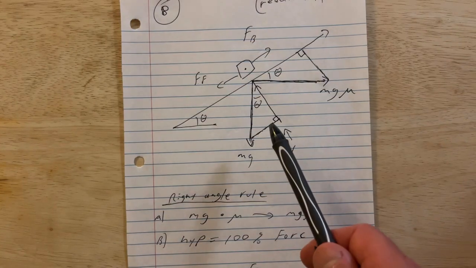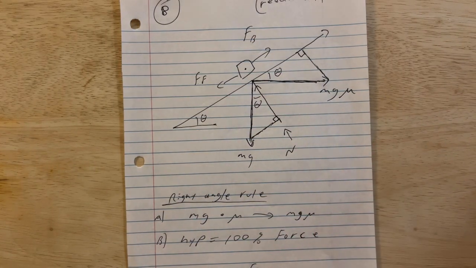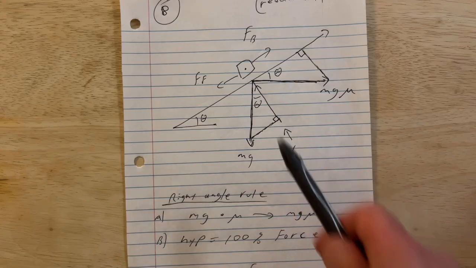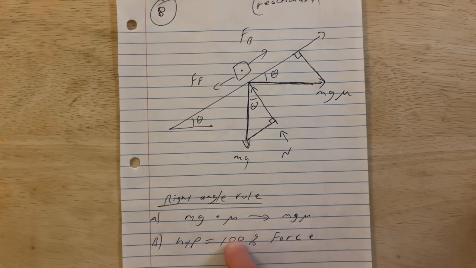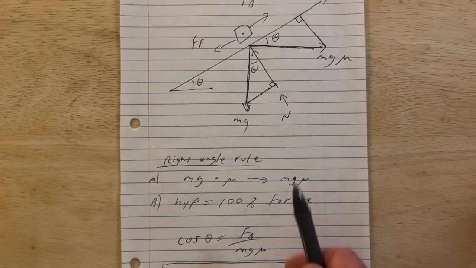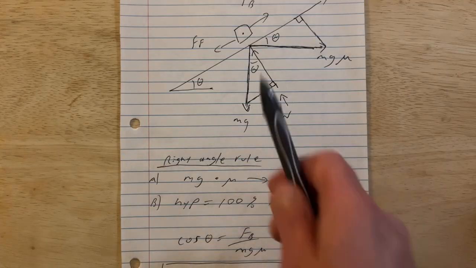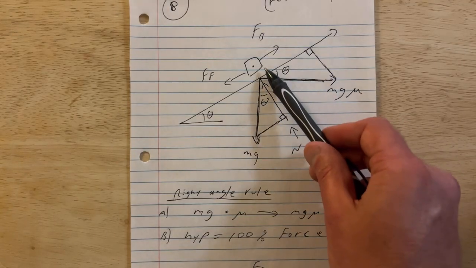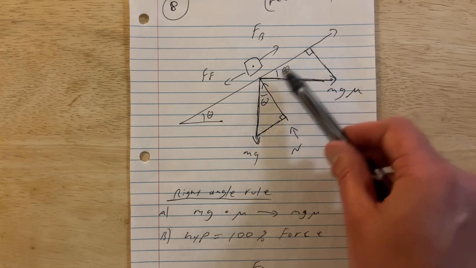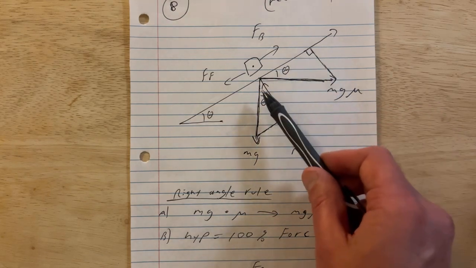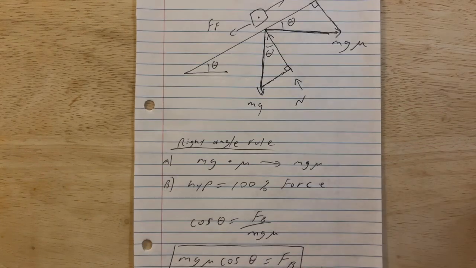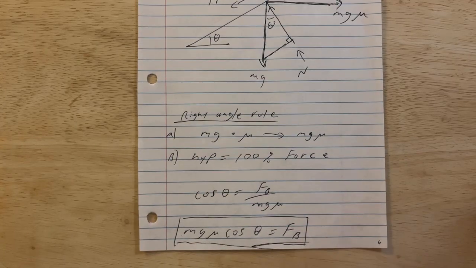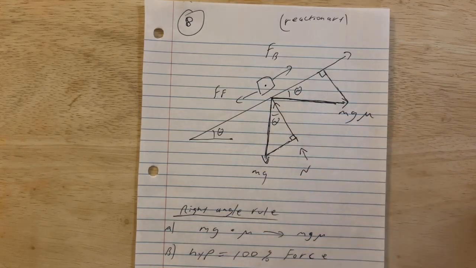That means that the lengths of both of these arrows will decrease by half because these arrows represent force vectors. And I just said here, hypotenuse equals 100% of the force. So we made that horizontal line the hypotenuse. Let's find out our backward force right here. So that's going to be cos theta equals adjacent over hyp, which is your backward force over mg mu. And we get this right here. Cos theta equals backward force over mg mu, so mg mu cos theta equals your backward force.